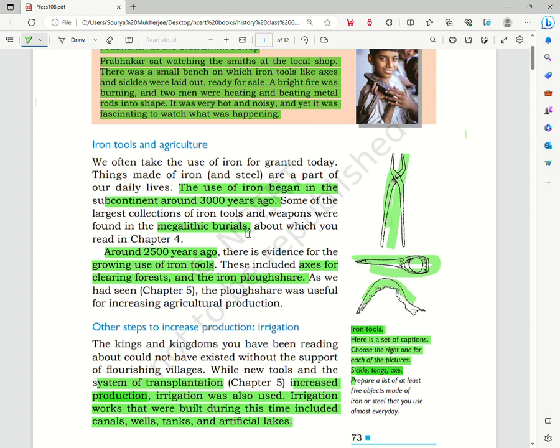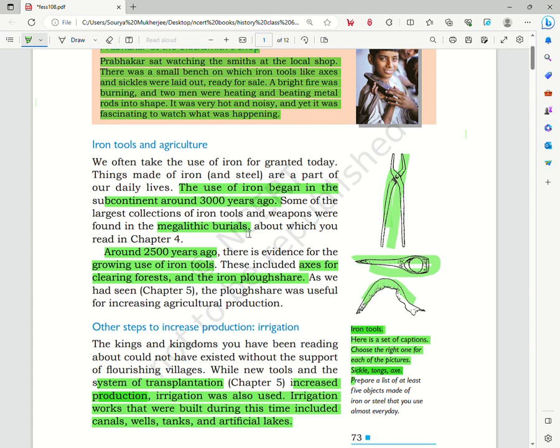So around 3000 years ago, the use of iron started in the subcontinent, and before that, copper was the main metal that was used. And also, among the collections of iron tools that we have recovered from the past times, the majority of these iron tools have been found in megalithic burials.